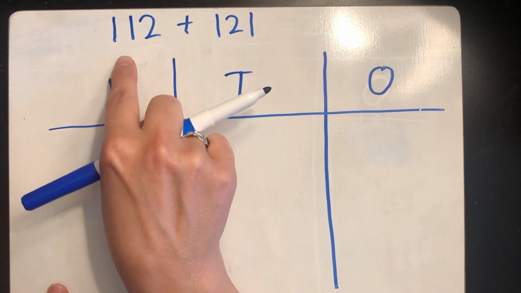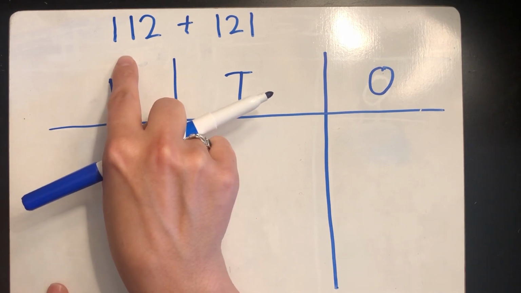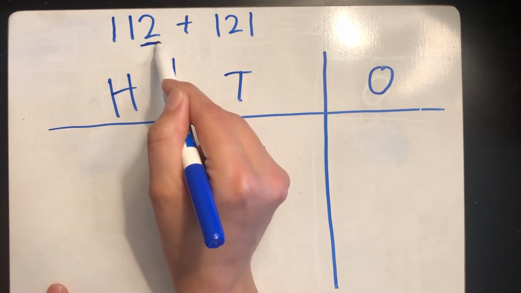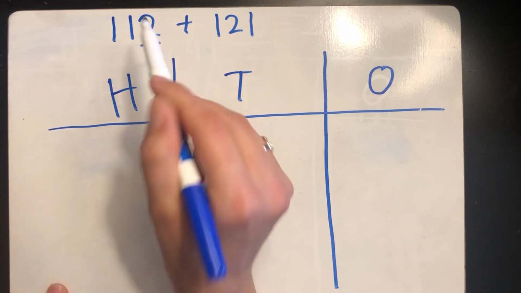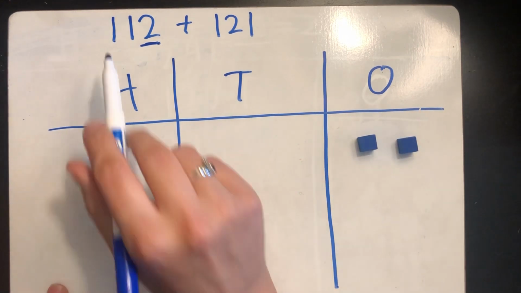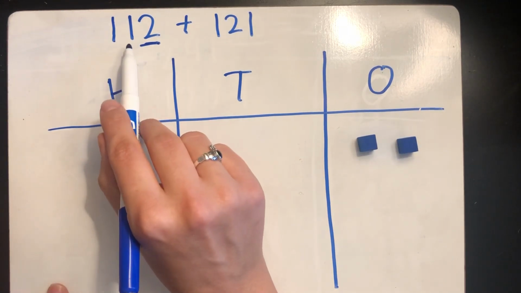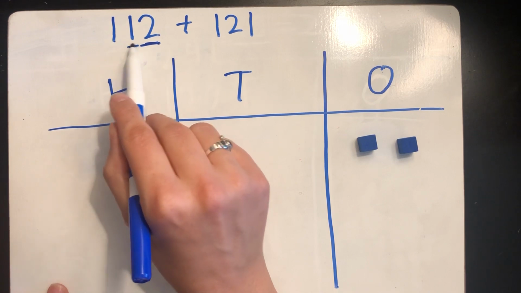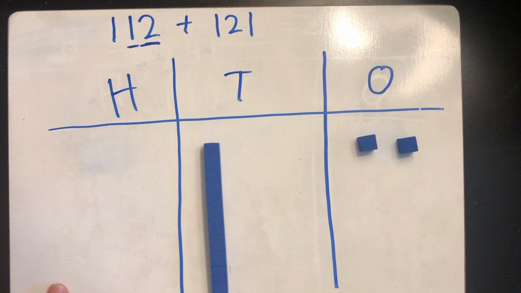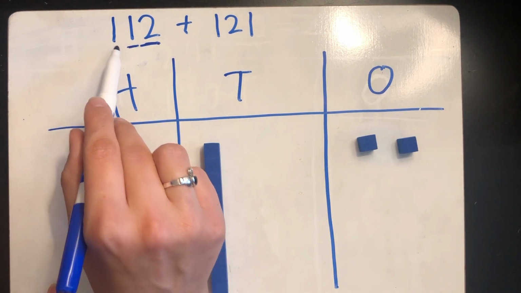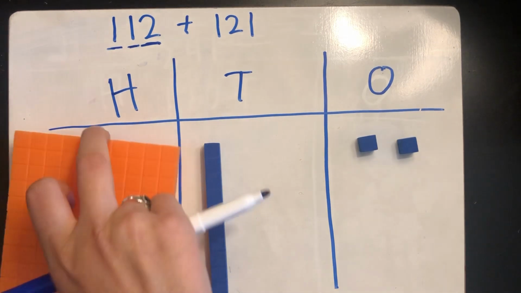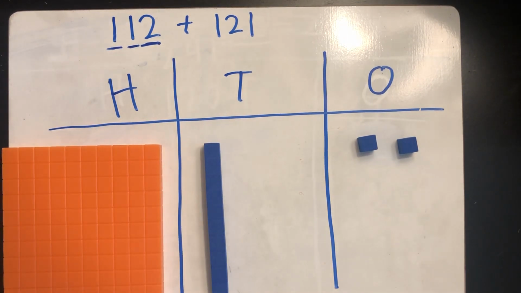Let's start with this first number, 112. 112 has how many ones? That's right, it has 2 ones. So I'm going to add 2 ones here. 112 has how many tens? It has 1 10. So I'm going to put a 1 stick here. 112 has how many hundreds? It only has 100. So I'm going to put a hundreds flat right here.